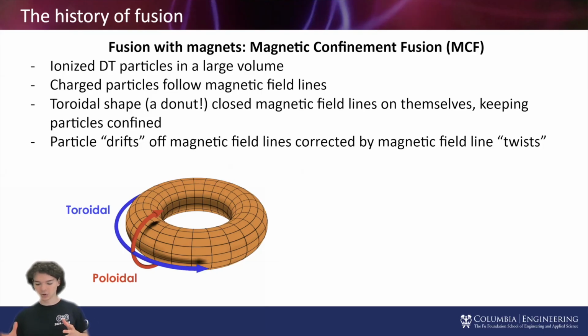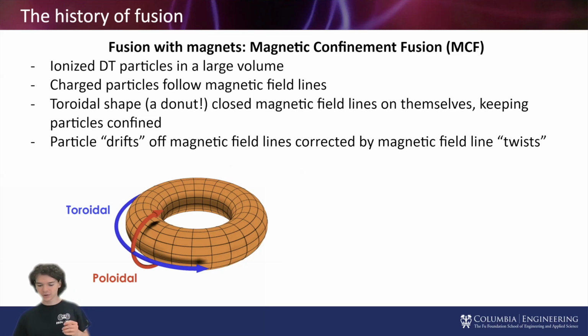maybe in a donut shape, like is shown on the screen. And that's indeed the basic idea behind most magnetic confinement fusion devices. It's just to make these magnetic donuts that cause particles to stick to the field lines and go in a circle around and around this donut.